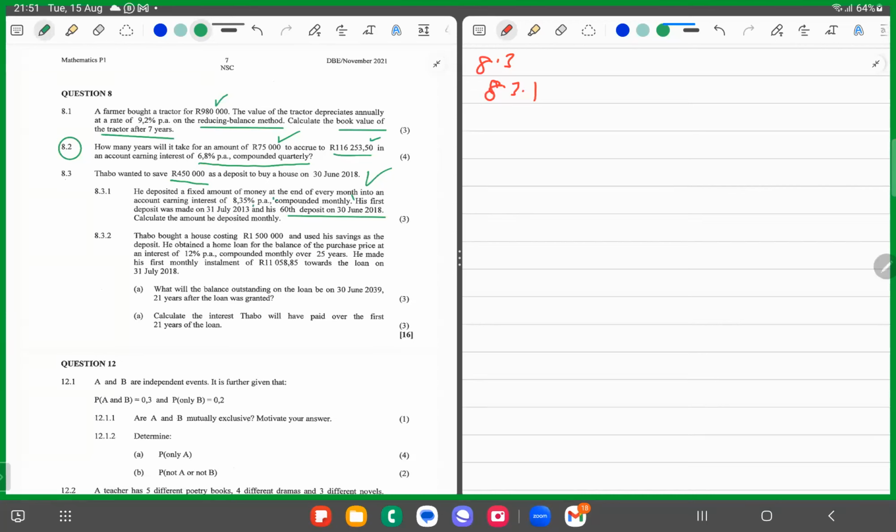Okay, so let's look at this one. At this point, you realize that this is a future value question. And the future value is given by F equals x times ((1 plus i) to the power n minus 1), all divided by i.